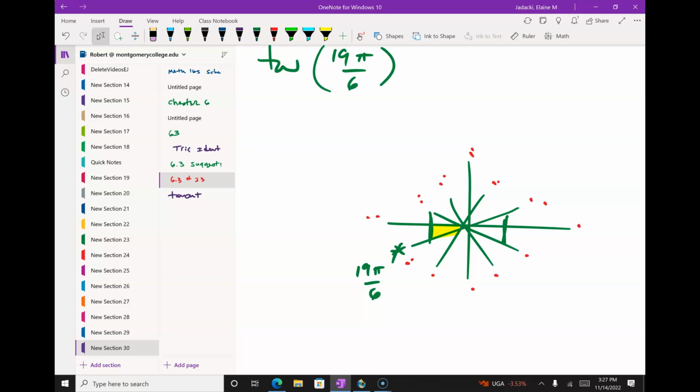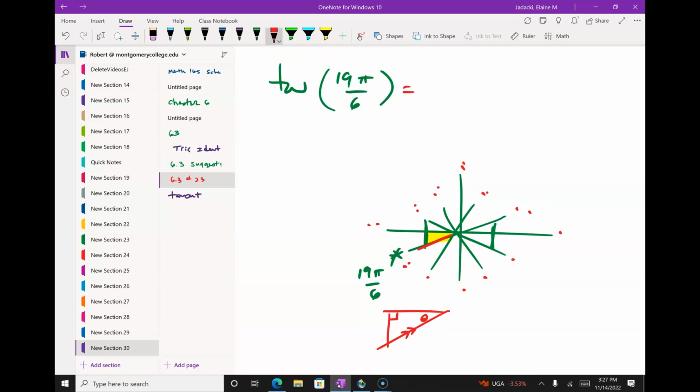So what's the tangent in that? What kind of slope do I have there? What kind of slope is on that hypotenuse? Positive or negative? Positive. So this is a positive tangent of pi over 6. And what's the tangent of pi over 6? Very good, class. Rad 3 over 3.